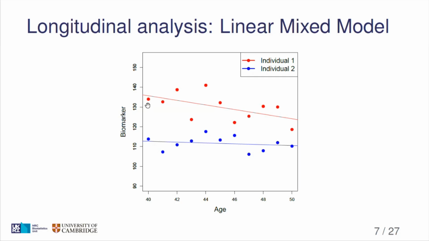And you can do the same thing for the time effect, which corresponds to the slope. So it may be, for example, that here the red person's biomarker is declining over time. For the blue person, it's more stable over time. And you can allow there to be different slopes, so different effects of time for each of these individuals, but again with this assumption that those are distributed around a population average.